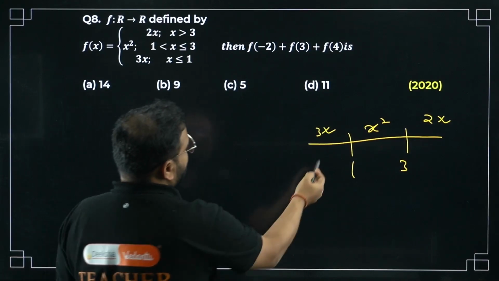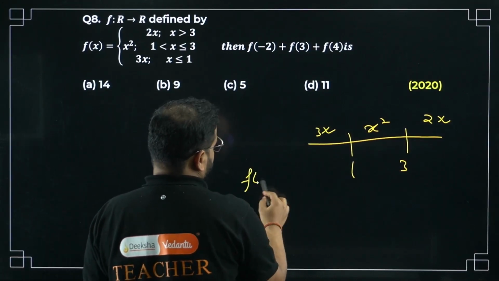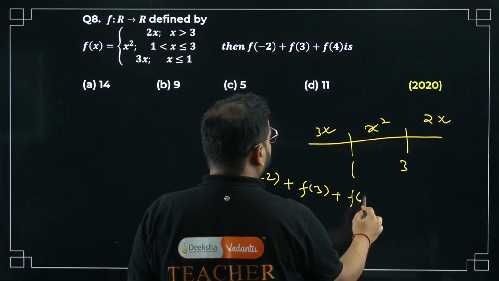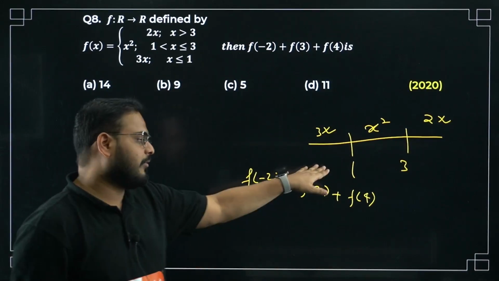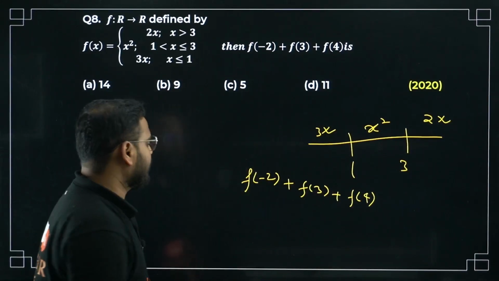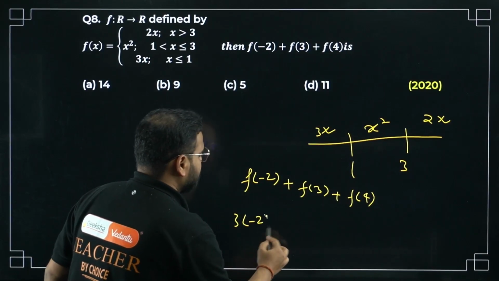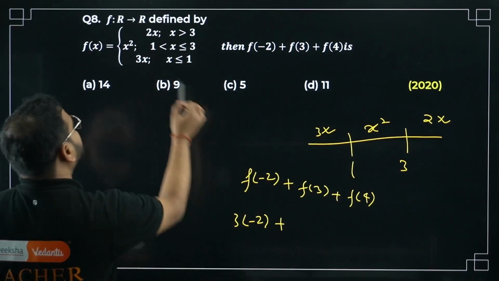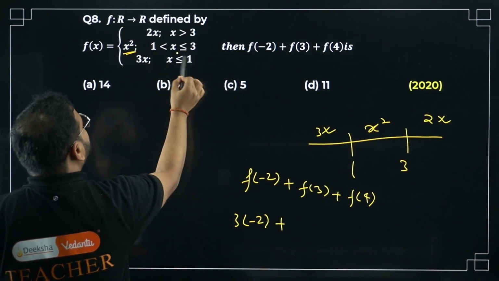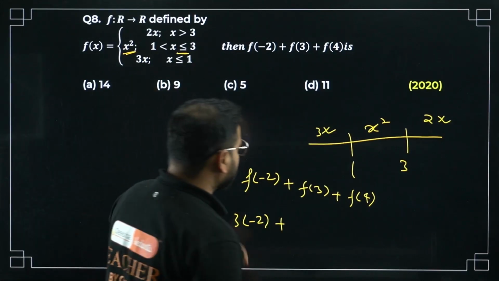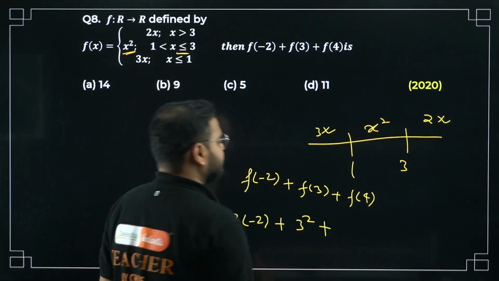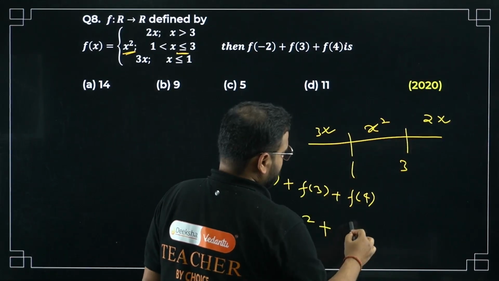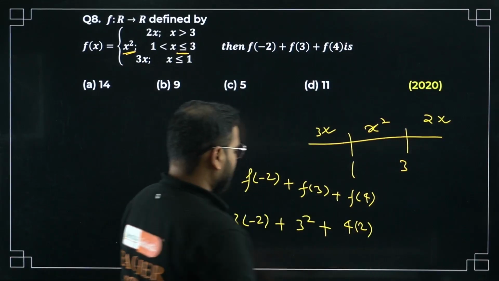So minus 2 will come over here, f of 3 plus f of 4. Minus 2, sir, will come on this side, which is the function 3x. So 3 times minus 2 plus f of 3, sir, over here. Check the equality, it is over here. Take the equality in this part. It means, sir, 3 square. f of 4, this part, right? 4 will come here, no? So 4 times 2. What am I getting here?